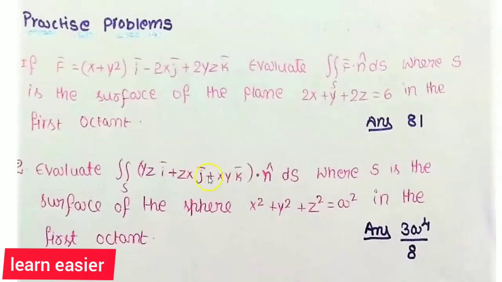and then the dot product of f bar dot n cap, and then here is ds, so we find ds. And the final step is the surface integral of f bar dot n cap ds, and then you can get the answer 3 into a power 4 by 8.